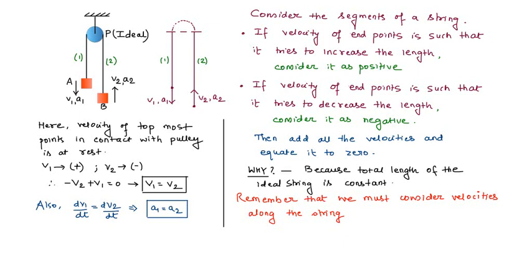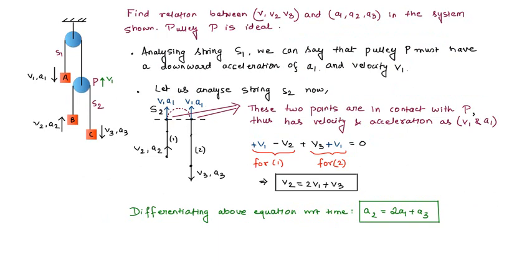You can just imagine that if instead of block B there was a pulley over here, then definitely that pulley must be moving upward with the same speed that this block A has in the downward direction. So I can say over here that if block A has a downward speed of v1, then this pulley must have a velocity v1 in the upward direction. Similarly, if block A has an acceleration a1 in the downward direction, the pulley P must have an acceleration a1 in the upward direction. Now you can consider this string S2.